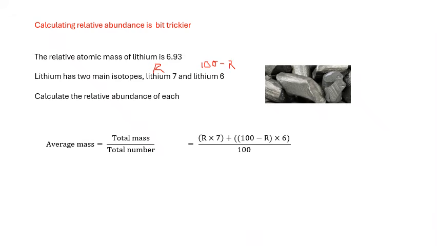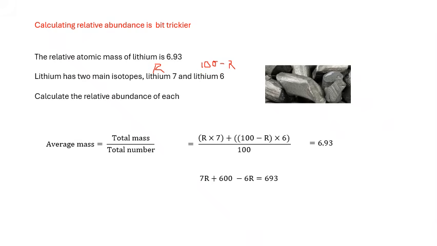Now, looking at the equation then, the total mass will be R times 7 plus 100 minus R times 6. And then you divide that by 100. Okay, and let's have a look. And that equals 6.93, because that's the relative atomic mass, 6.93.